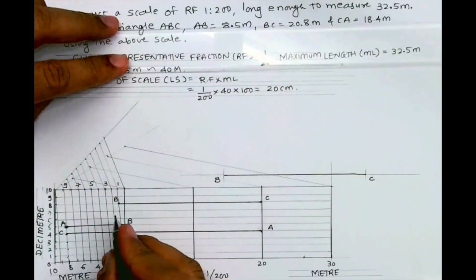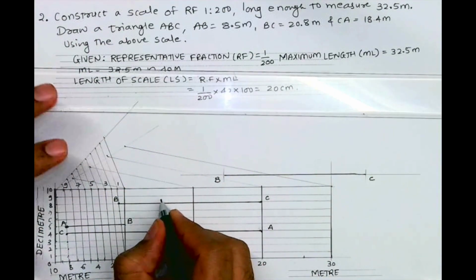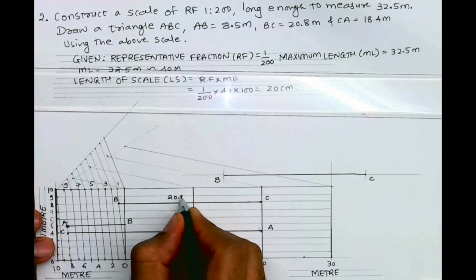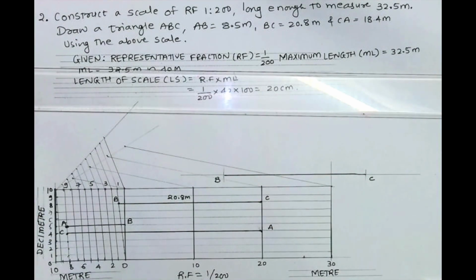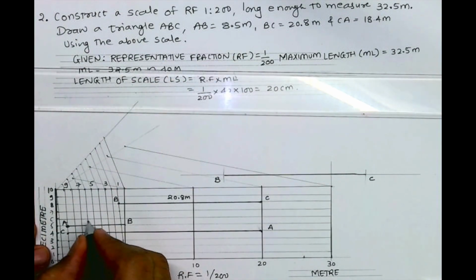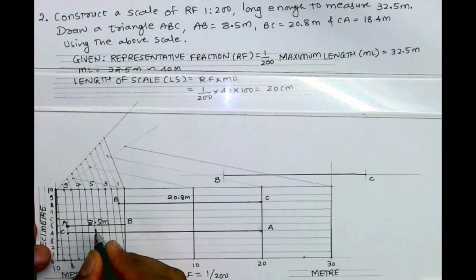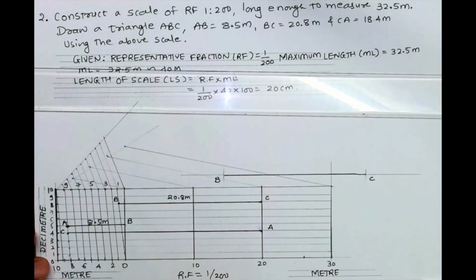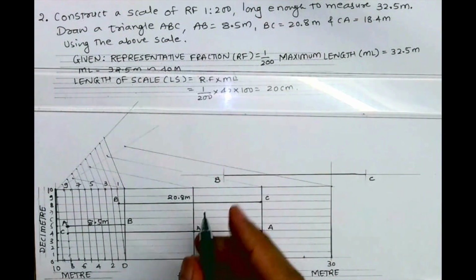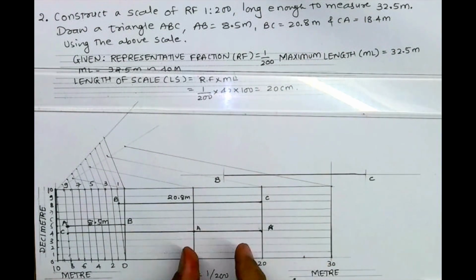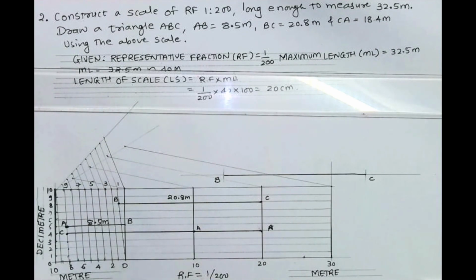After that, now I need to take C to A. How much is B to C? 20.8 meter. In the same way, if I want to mark 18.4, which is CA, this is 8.5 meter and 18.4. But if you see, 18.4 should be only till that line where we have 10, this point. So this was my error. So you just do it till A, this point. This you remove. So C to A is 18.4.